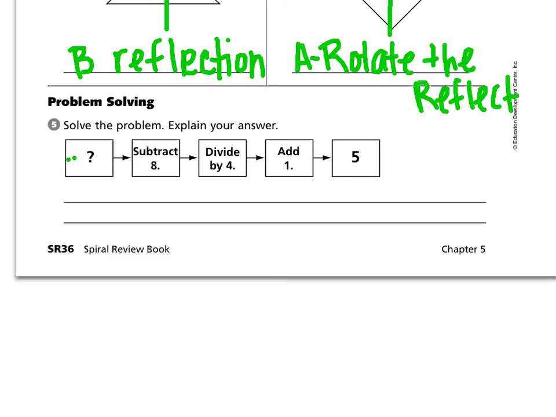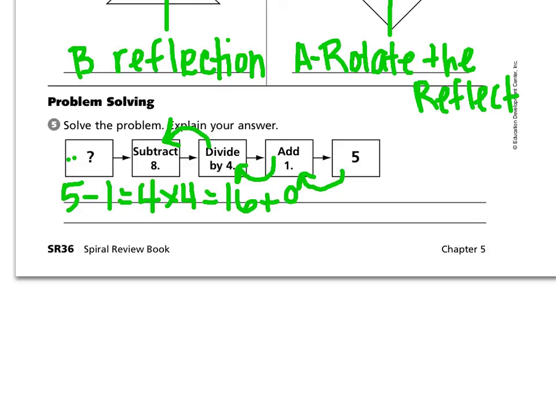So we have 5, and working backwards it says to add 1, but we know that the inverse would be 5 minus 1, which equals 4. And then going backwards again would be divide by 4, but the inverse would be times 4, which equals 16. Going backwards again, subtract 8, but the inverse would be add 8, which equals 24. So your final answer is going to be 24. Your explanation is the work that you have right here.